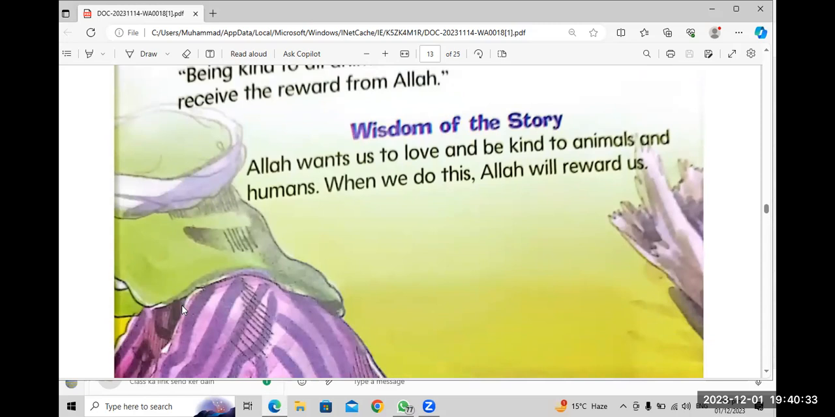Wisdom of the story. Allah wants us to love and be kind to animals and humans. When we do this, Allah will reward us. Very good, mashallah, barakallahu feek.